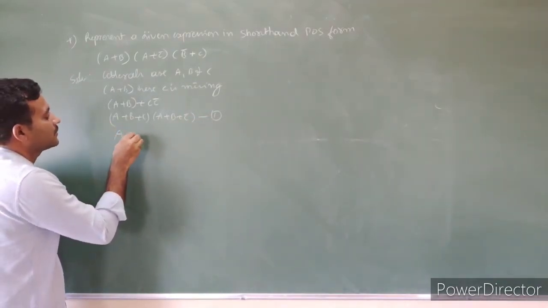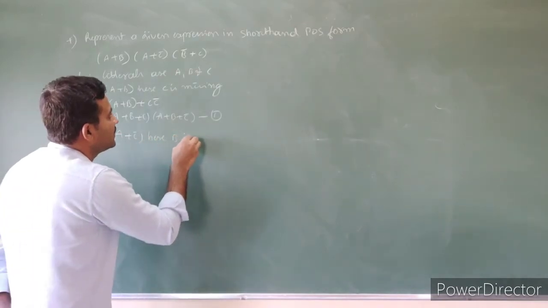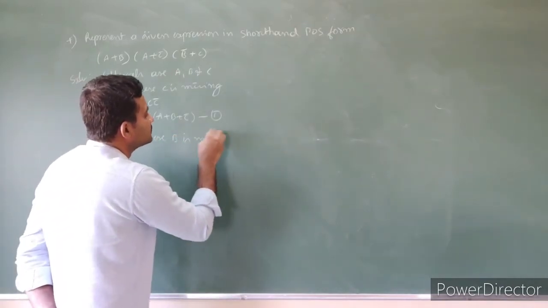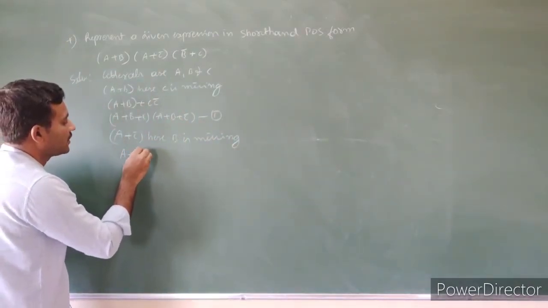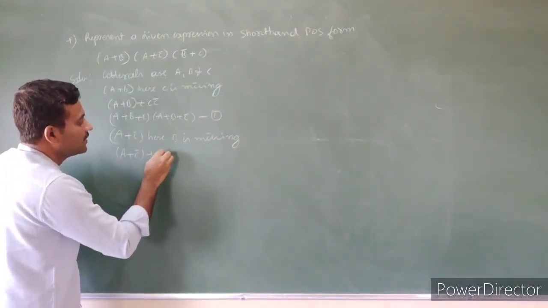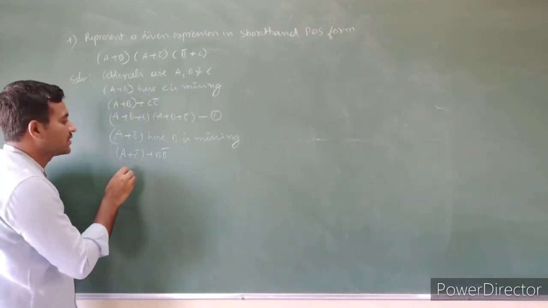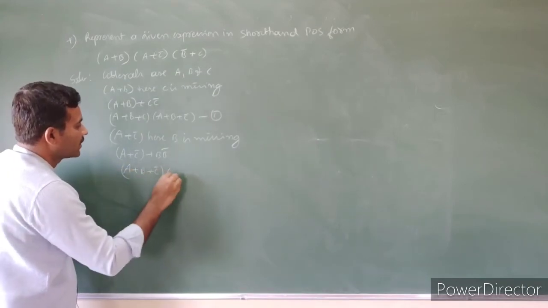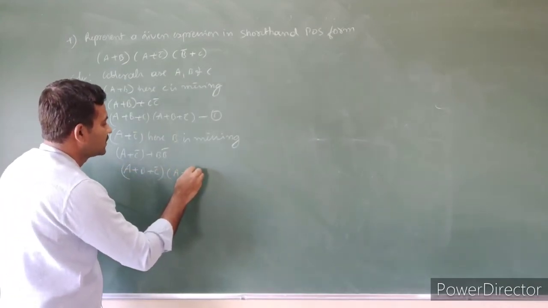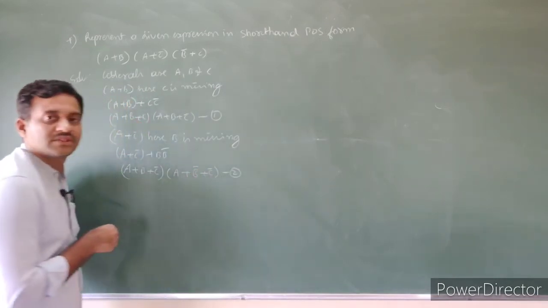Next one is A plus C bar. Here B is missing. Then A plus C bar plus B B bar. After applying the distributive law, maintain the order. A plus B plus C bar, one term. Another one is A plus B bar plus C bar, second one.